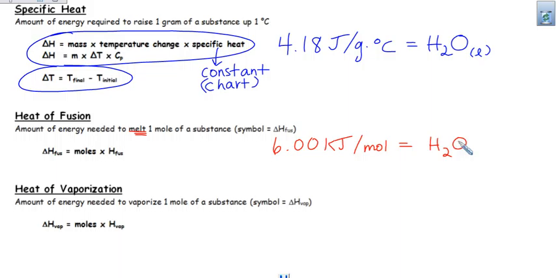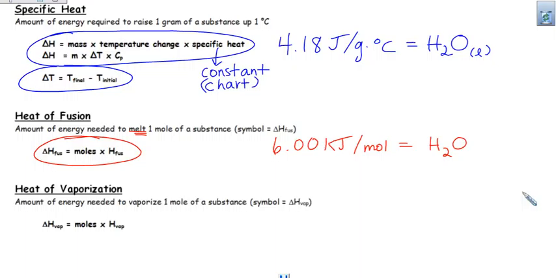And so look at this equation. What if you have more than a mole? Then you take your heat of fusion and multiply by the moles that you do have. Or what if I had like half a mole? Then I'd take 0.5 times 6. It would take 3 kilojoules to melt half a mole of water. It's brilliant. The equation just makes sense.